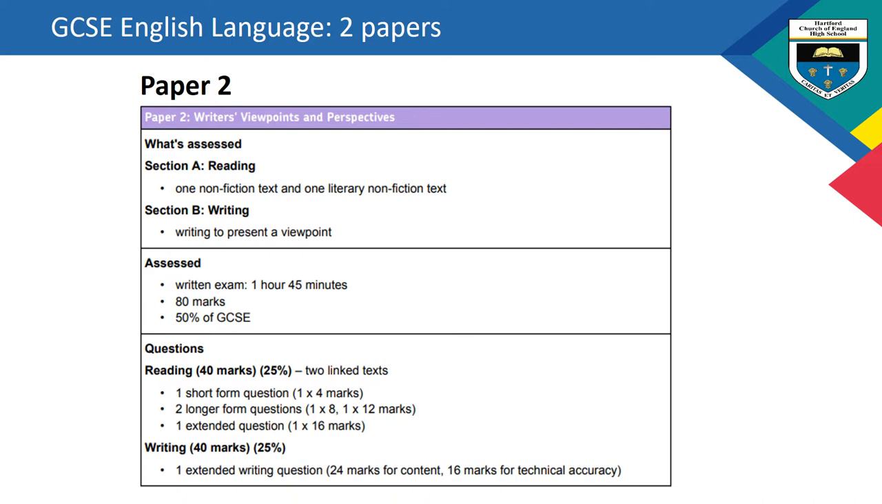Again, one way to prepare for this exam is to get your child reading non-fiction, so going on the Guardian online and reading articles, going on the Telegraph or the Times, so reputable newspapers, and get them to read articles from there. They can also go on the BBC, that's free, and just get them reading beyond novels and what perhaps they might be comfortable with reading.